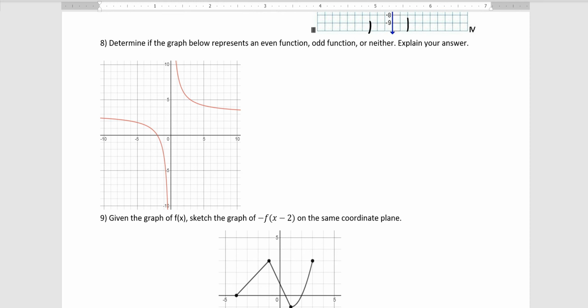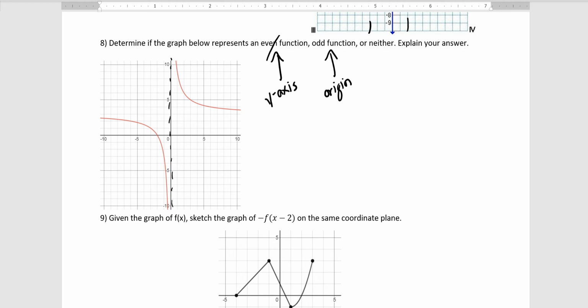All right, number 8, determine if the graph below represents an even, odd, or neither function. Explain. Okay, so let's review it. Even function is symmetric to the y-axis. An odd function is symmetric to the origin, and a neither is neither of the y-axis or origin. So, looking at this graph, we first ask, is it symmetric to the y-axis, which would be this guy here? Well, obviously not, and we'd have to have a graph over here to mirror this one and a graph down here to mirror that one, so definitely not an even function.